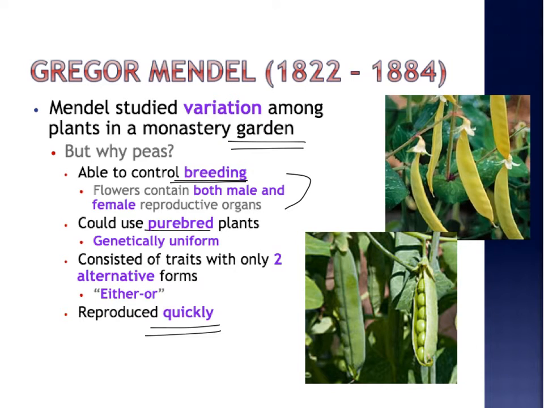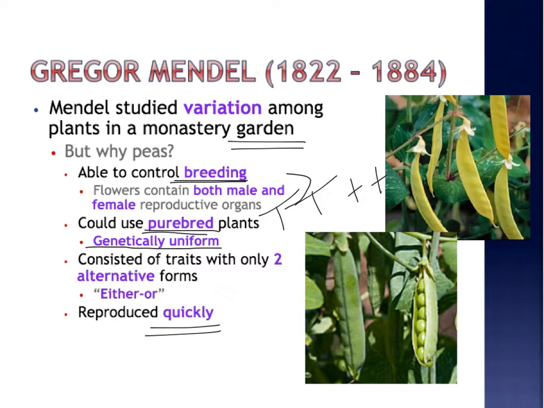He could use purebred plants. Whenever you see that word in reference to Mendel, you're talking about big T, either homozygous dominant or homozygous recessive. Purebred means you only have big T's to give or little t's to give, okay? Genetically uniform, that's what that says.